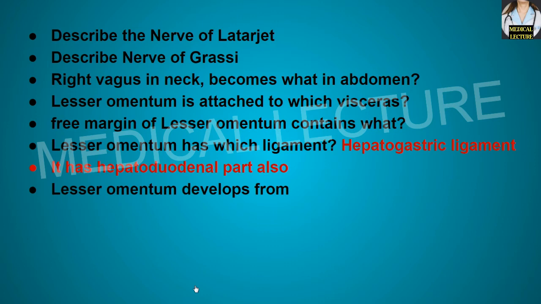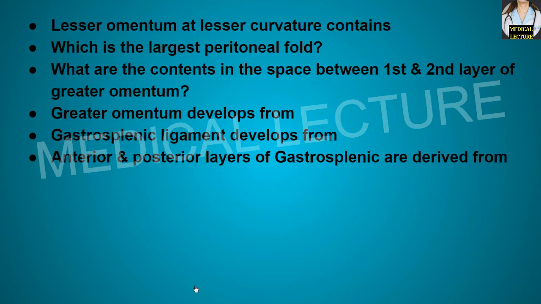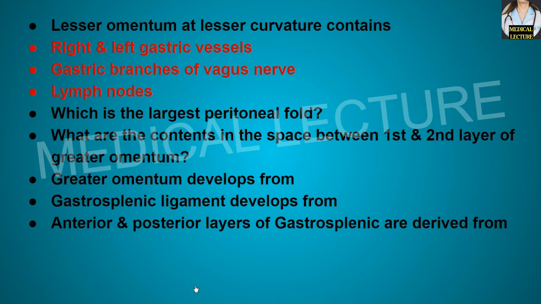Lesser omentum develops from the posterior part of the ventral mesogastrium. Lesser omentum at the lesser curvature contains what? It contains the right and the left gastric vessels, gastric branches of the vagus nerve, and the lymph nodes.